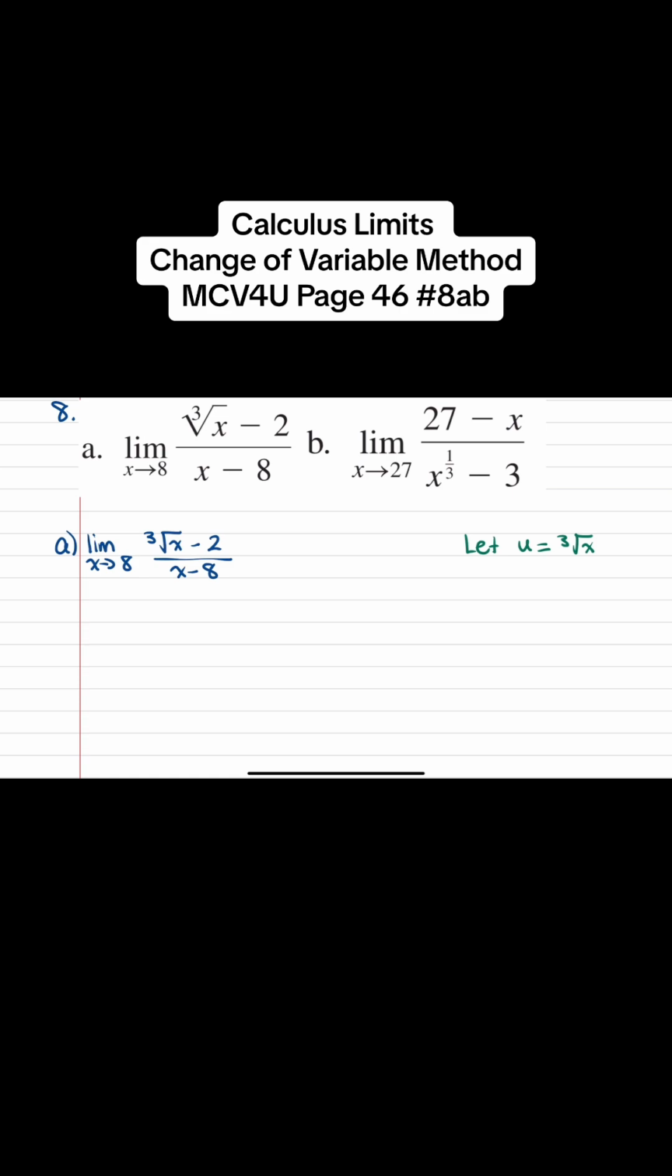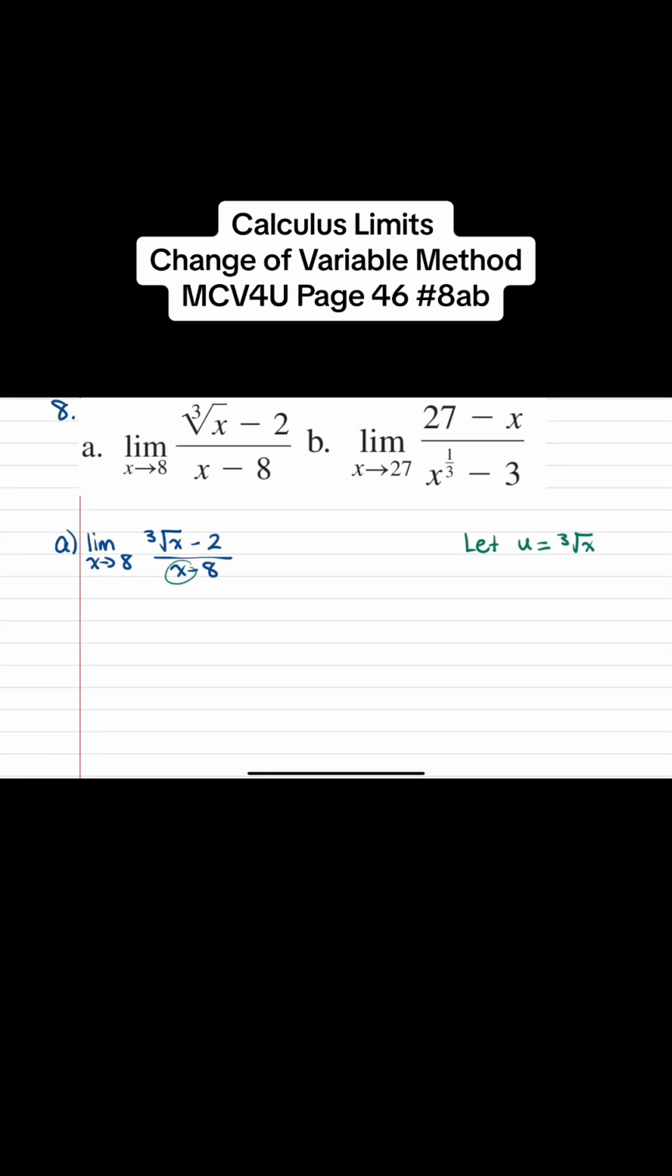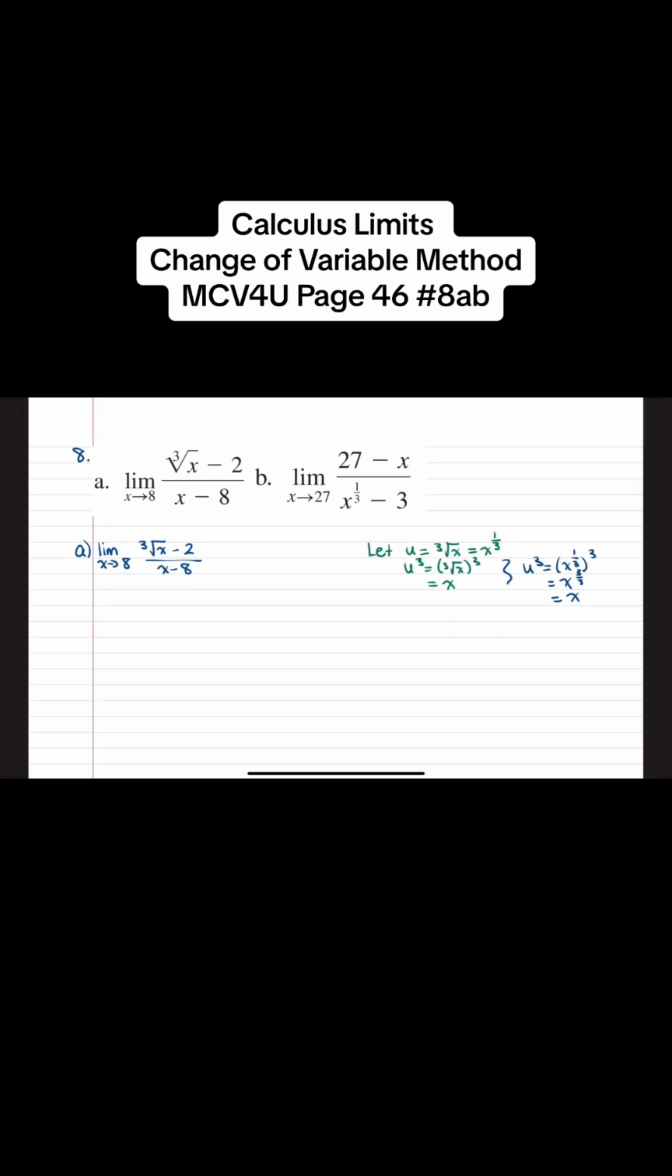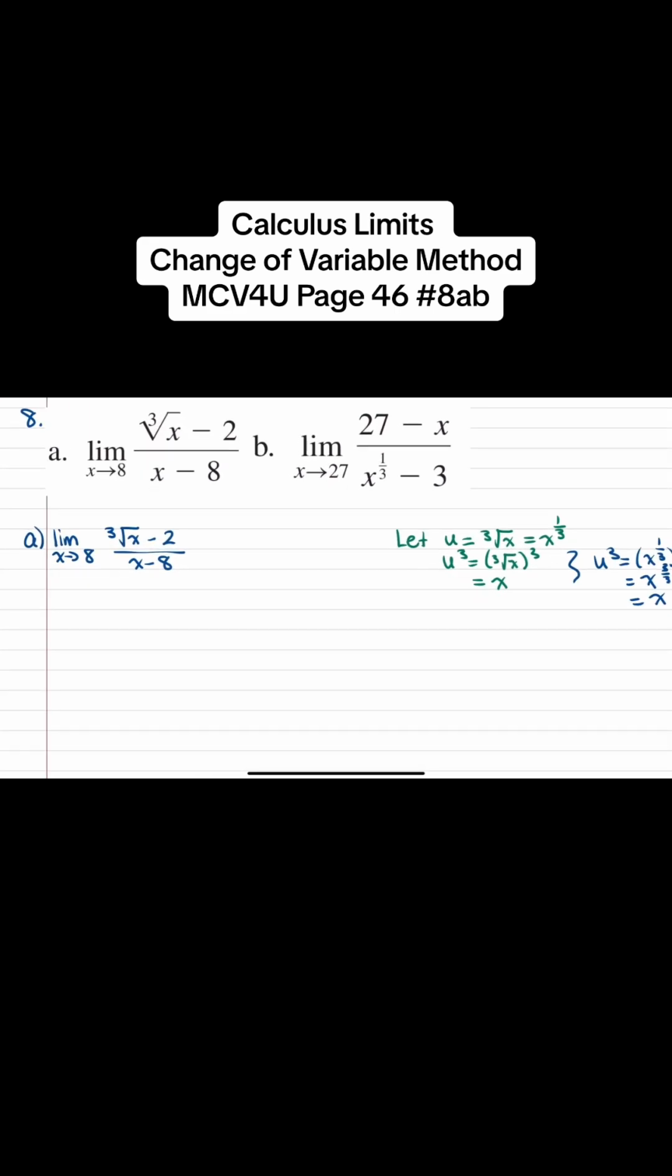We can use the change of variable method as the question is asking for. We can say let u equal the cube root of x. Keep in mind this is the same thing as saying x to the 1/3. But what about x? I can simply get x by cubing the u. This gives me u cubed is equal to the cube root of x all to the power of 3. This gets rid of the cube root and leaves me with u cubed equals x. The other way you can think of this is by doing u cubed is equal to x to the 1/3 all to the power of 3. This gives you x to the 3 over 3, which can be simplified to just x.